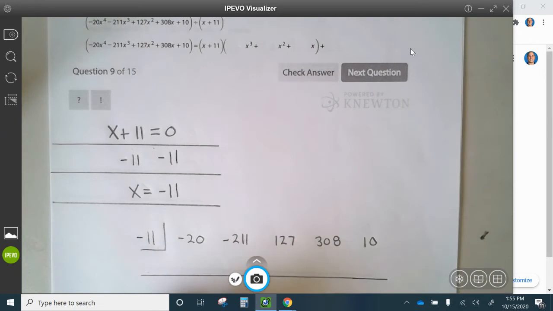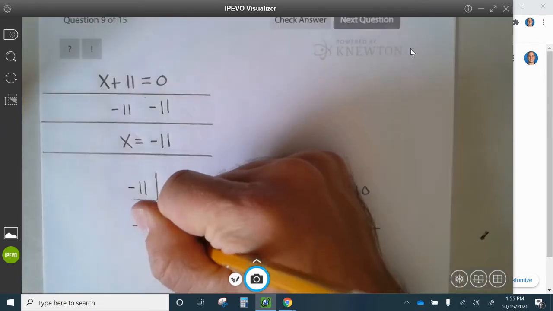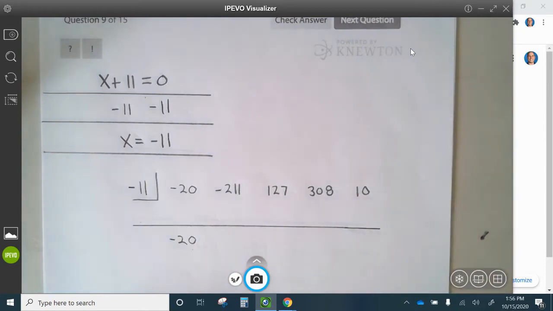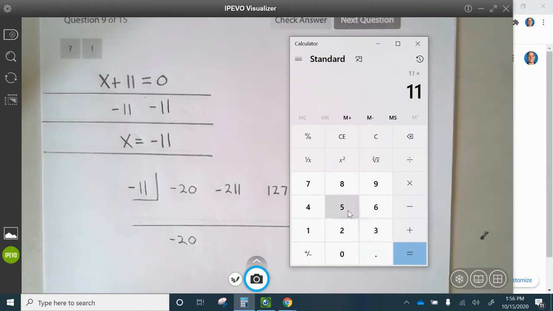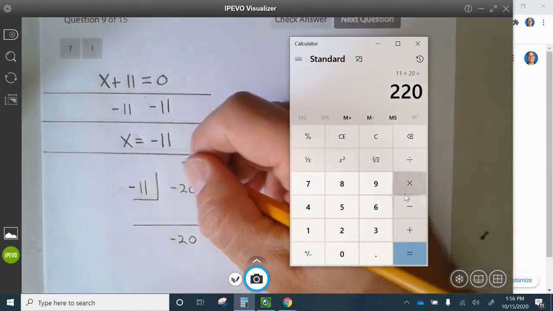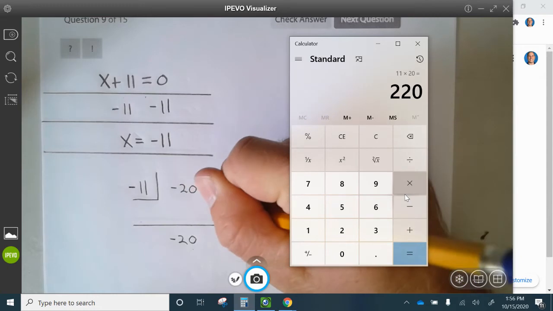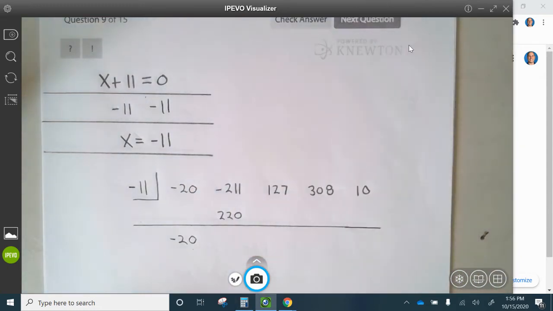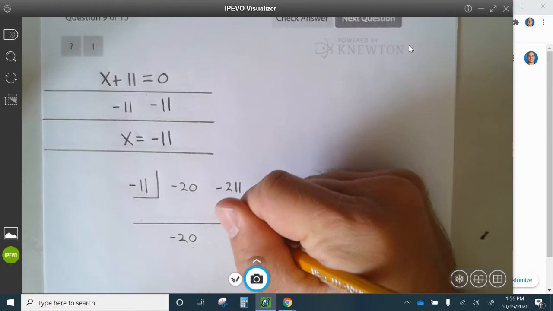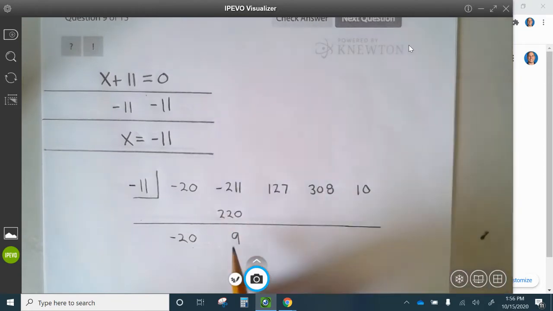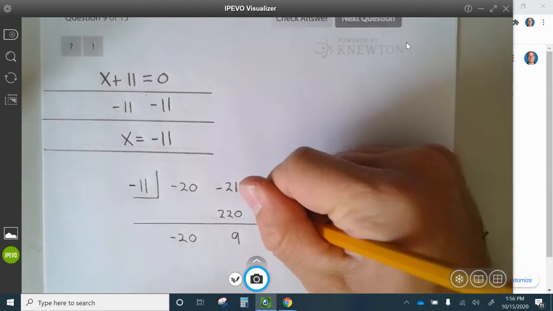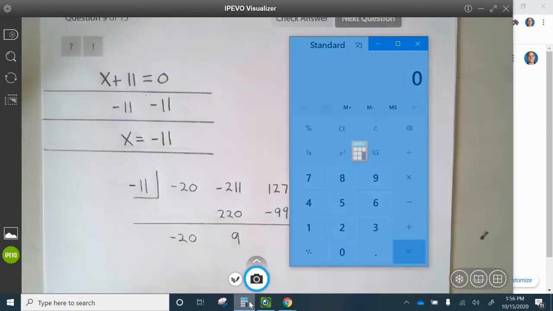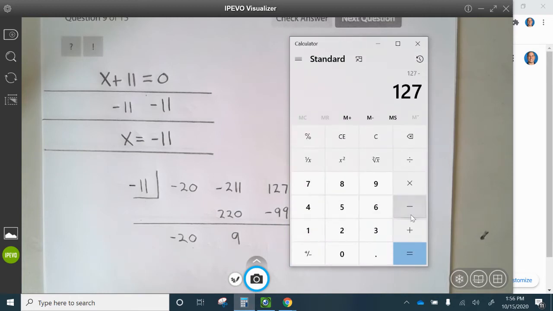Okay, so now we bring down the first number, negative 20. So negative 11 times negative 20. We know it's a positive, so let's use our calculator. 11 times 20 equals 220. Okay, negative 211 and 220 is a positive 9. Negative 11 times 9 is negative 99. And then I want to say 127 minus 99 is 28, but let's use our calculator just to make sure. 127 minus 99 is 28.